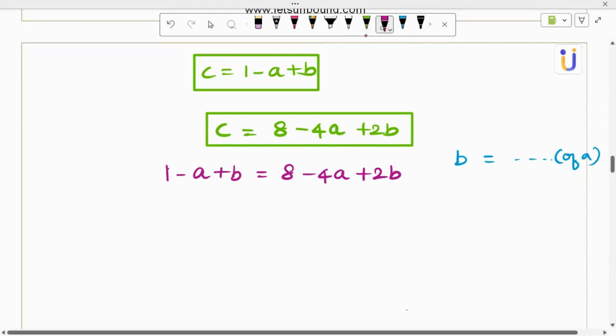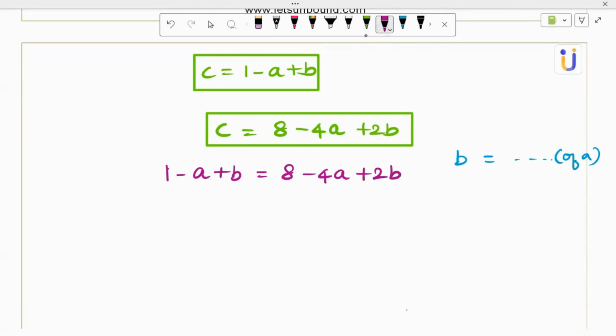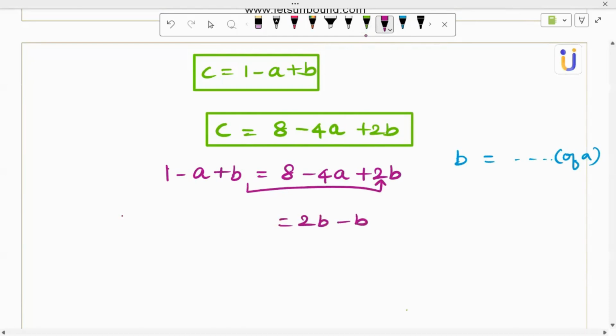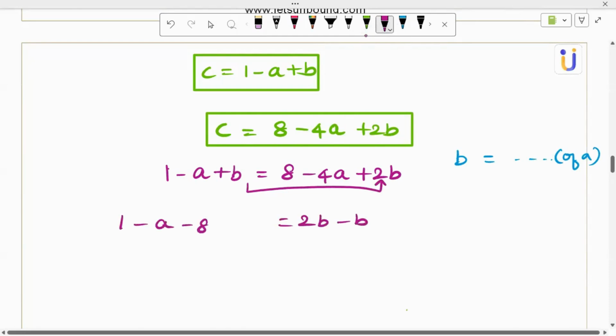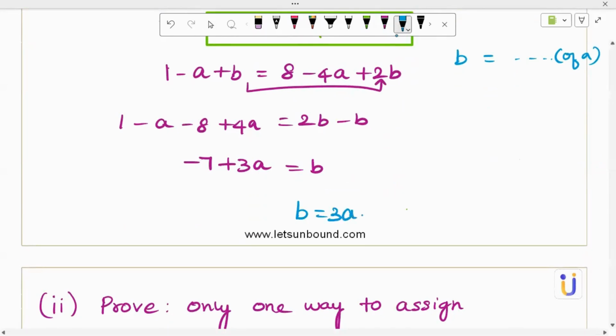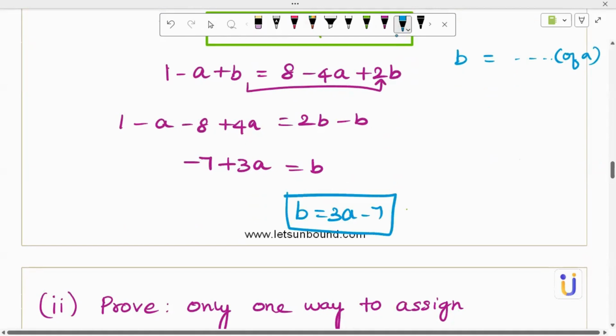Let's start simplifying, a on one side, b on one side. Let me focus. I'm just changing the b over here. It's 2b minus b, and here 1 minus a minus 8 plus 4a. So 2b minus b is b, 1 minus 8 is minus 7, 4a minus a is plus 3a. So to give it the best answer, b is equal to 3a minus 7. B in terms of a. That's simple.